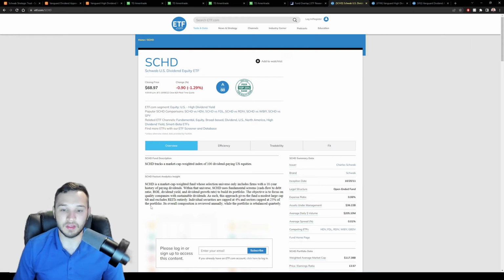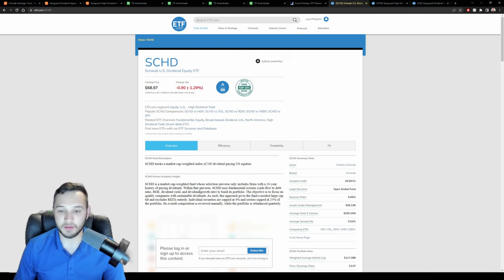So what it does is it basically takes every single stock available in the US market and it narrows it down using a few different filters. So first off, a company to be included in this fund must have paid a dividend for at least 10 years, similar to VIG. And that filters out a ton of companies just with that filter alone.